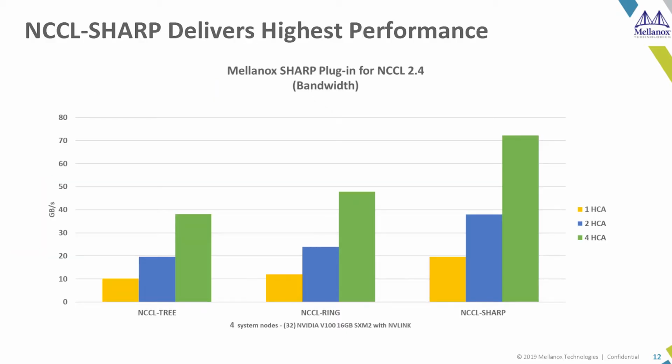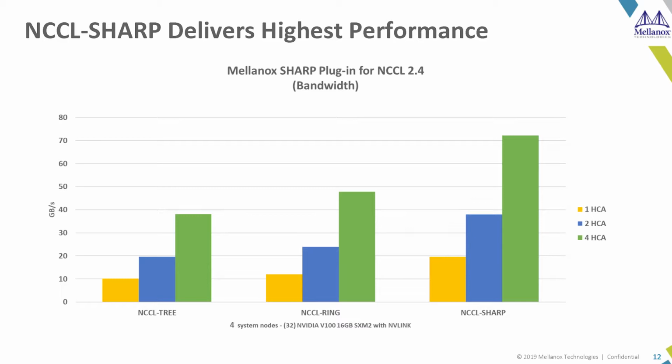and so we do have some work that we've been doing with NVIDIA on NCCL, and NVIDIA uses SHARP in their NCCL library. And we have here the bandwidth measured with NCCL using 1 HCA, 2 and 4 HCAs between nodes. If I remember correctly, it's four nodes, 32 GPUs used here.